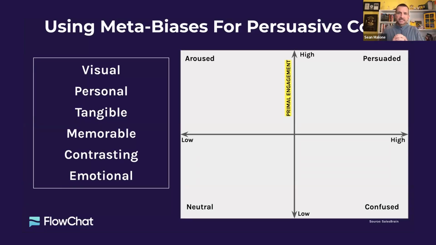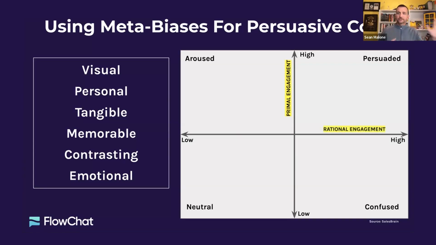The primal brain is that one that's inherent, that it's all the systems and stuff you learned from 0 to about 7 years old that's stuck in your brain, right? And it goes from basically neutral to aroused, or confused to persuaded. So you can either be neutral or negative, or you can be completely aroused about something, or you can be confused on the business side about something, or you can be completely persuaded. That's the primal engagement kind of matrix.